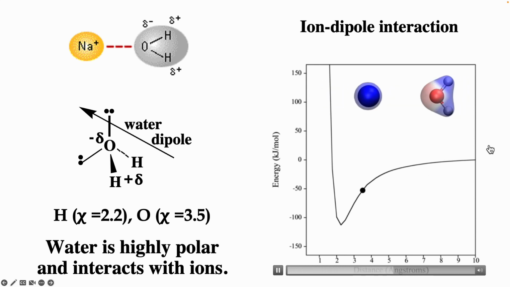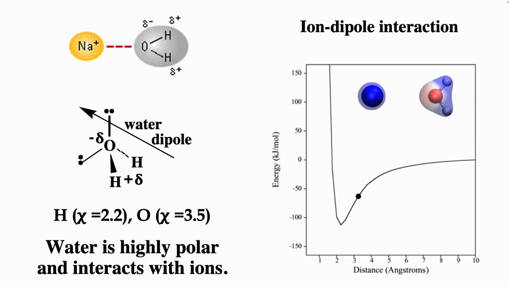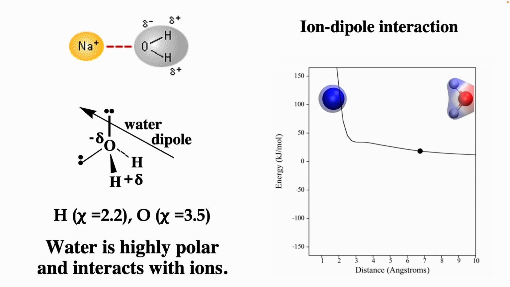If we flip the water molecule, so the partial positive side is facing the positive ion, we actually see the energy go up. Remember, the stronger the repulsion, the higher the energy, the less stable.